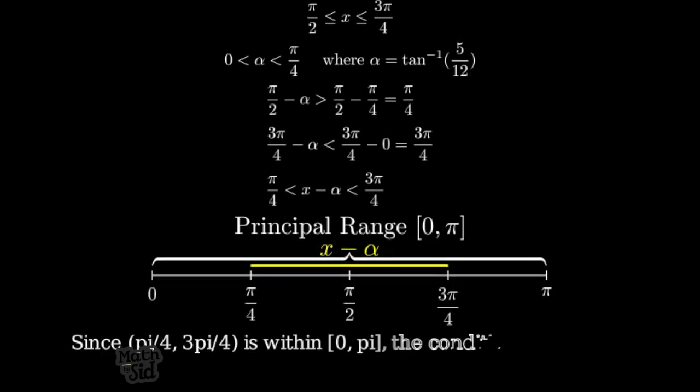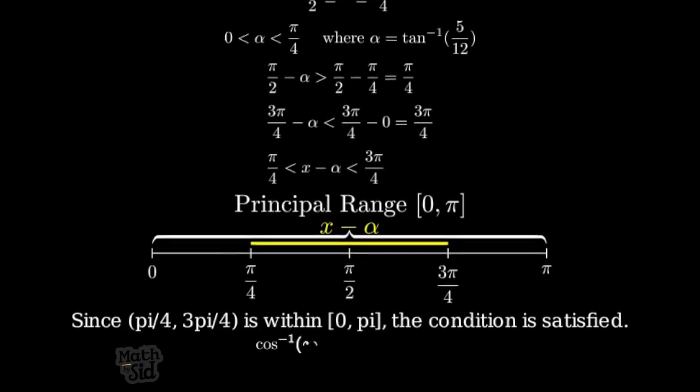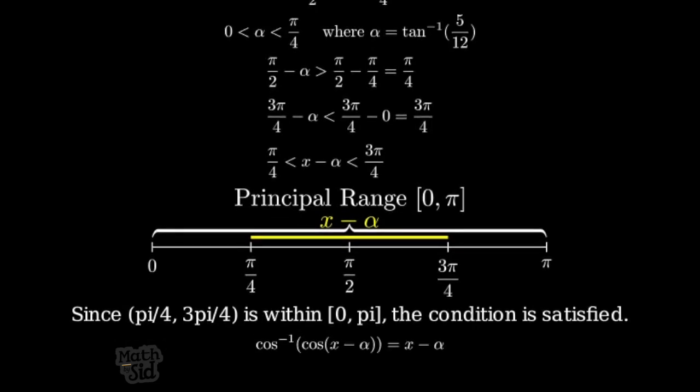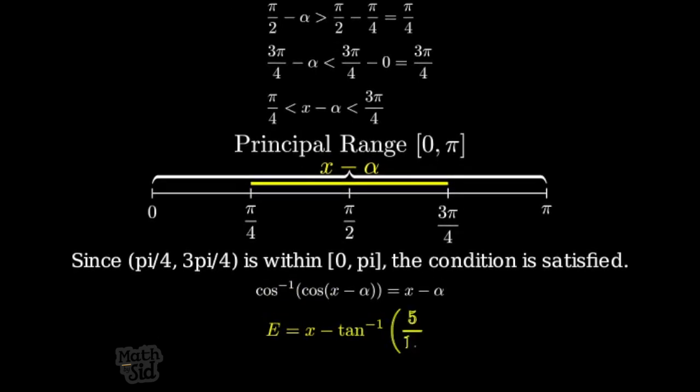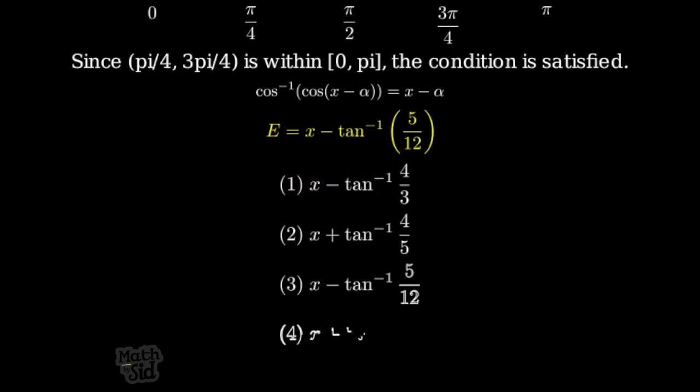This range, pi over 4 to 3 pi over 4, is entirely within the principal range 0 to pi. Therefore, since x minus alpha is in the principal range, inverse cosine of cosine of x minus alpha simplifies directly to x minus alpha. Substituting back the value of alpha, the final answer is x minus inverse tangent of 5 over 12.